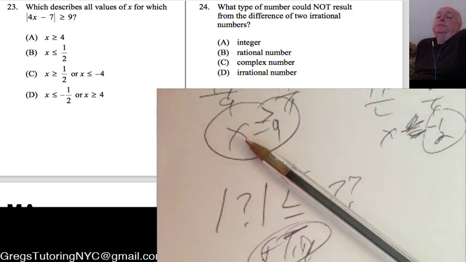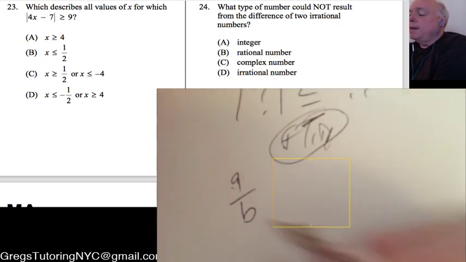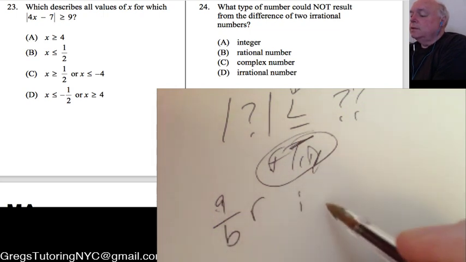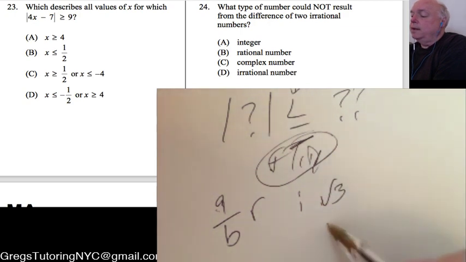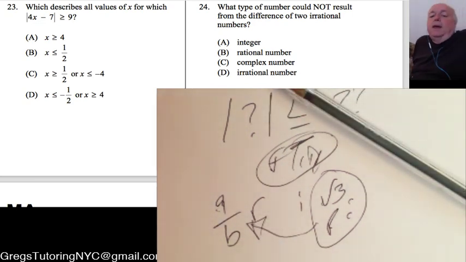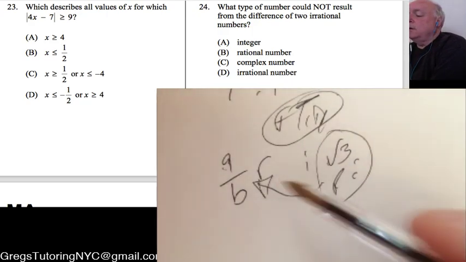Difference means the subtraction. So they're asking what type of number could not result when you subtract two irrational numbers. The normal definition of a rational number goes like, if you can say A over B, and that makes sense, then that's good. So this is rational. Irrational is something like the square root of 3, or pi, where you can't express it as a fraction. And a complex number involves a real and an imaginary part.